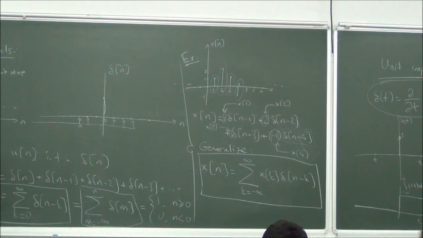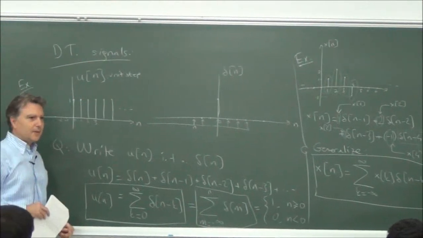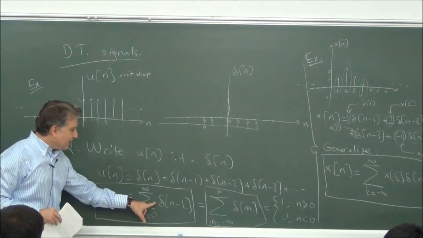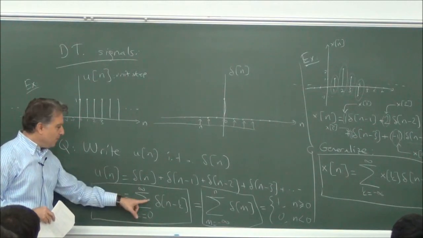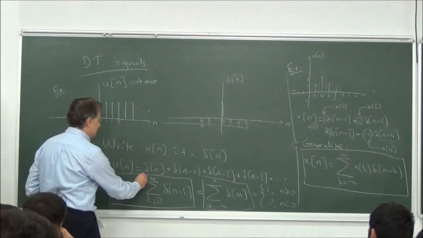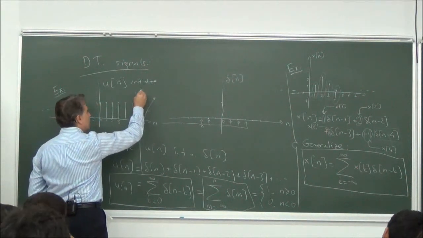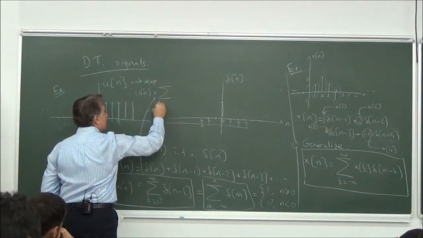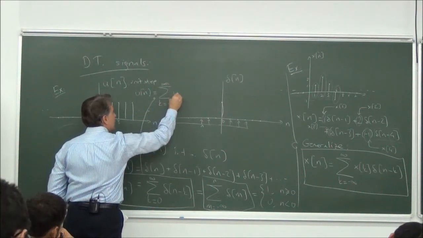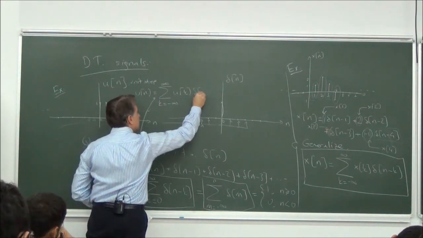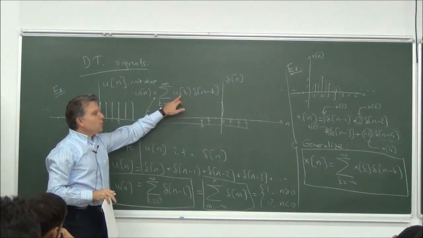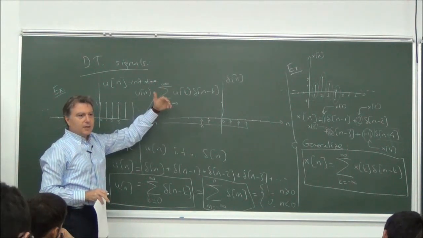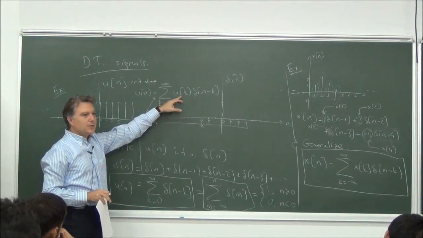Let's come back to this example now. u of n is equal to this. What is that? We have u of k here, k from minus infinity to infinity. Let me write it like this: u of n is equal to the sum over k from minus infinity to infinity of u of k delta n minus k. u of k is 1 when k is positive or 0, and it's equal to 0 when k is negative.